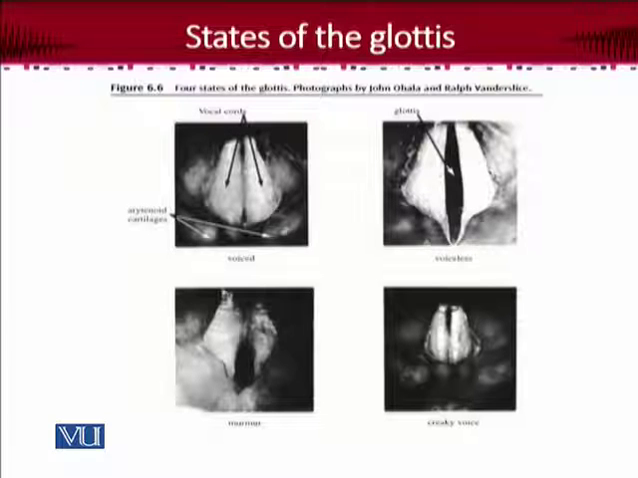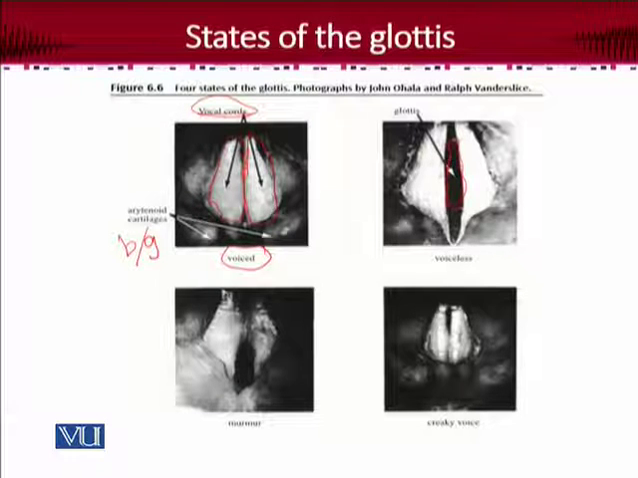The first one is the voiced position. When these vocal bands, which are vocal folds basically, are together, the sounds are called voiced. The examples are b or g. If you feel the position of your larynx in sounds like b, g, the position is this one, which is the voiced position.